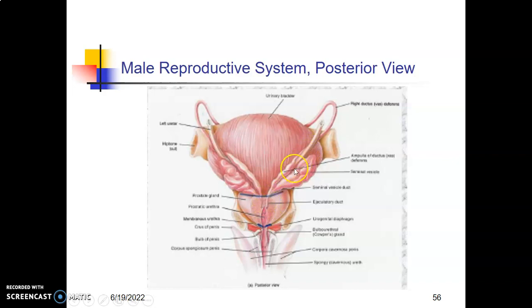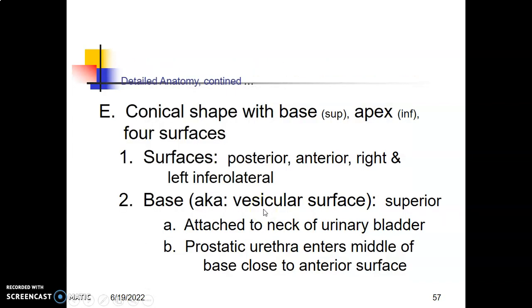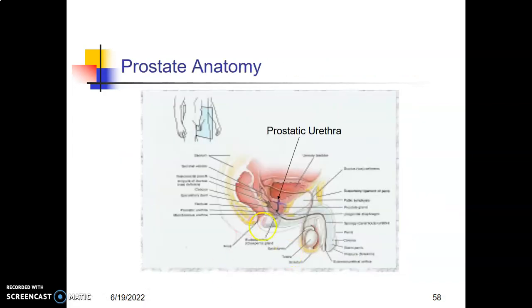testis through the vas deferens. So the ejaculatory duct is formed by the union of the vas deferens and the seminal vesicle. So the contents of the seminal vesicle and the ejaculate from the testis will be emptied into the prostatic urethra through the ejaculatory duct. So again, this is the prostate, the urinary bladder, the prostatic urethra.